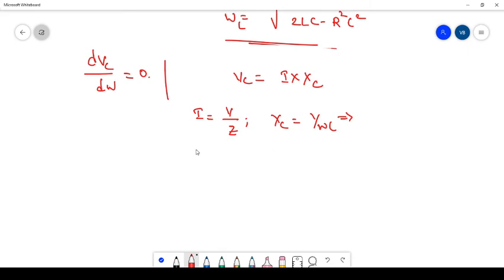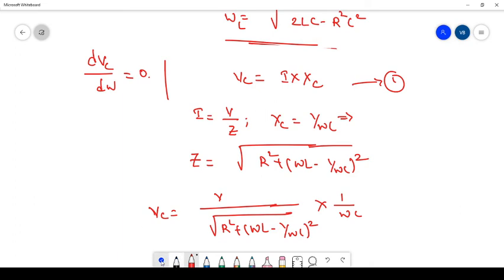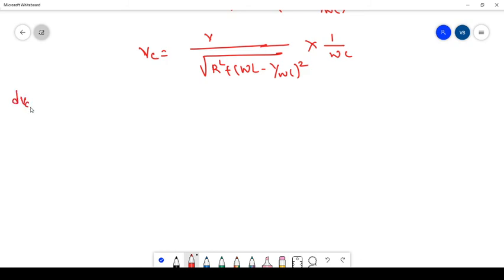So already you know that Z value is under root of R square plus omega L minus 1 by omega C whole square. You substitute all these values in the above equation, that is equation 1. Then you get Vc equals to V by Z, Z is nothing but under root of R square plus omega L minus 1 by omega C whole square, into, what is Xc here? Xc is nothing but 1 by omega C. So we need to differentiate and equate it to 0, that is dVc by d omega is equals to 0.